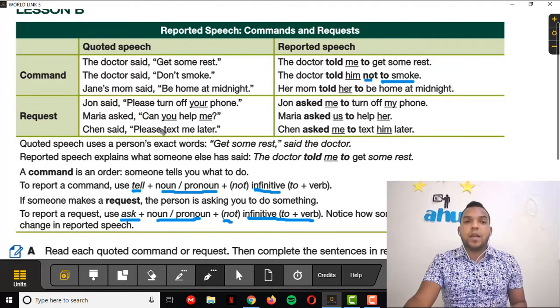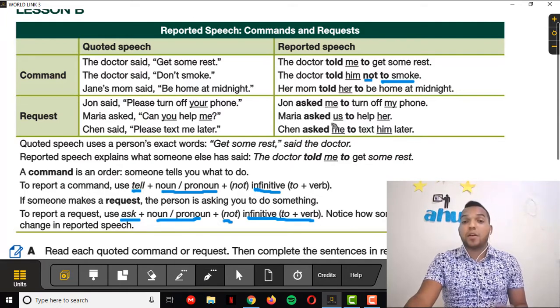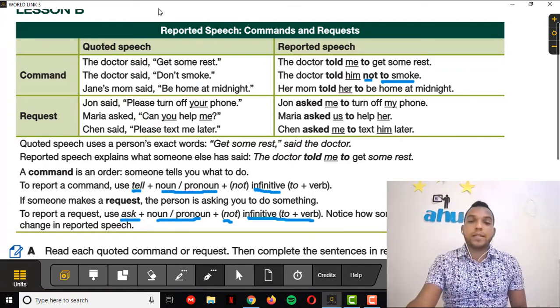Maria asked, can you help me? So in the reported speech, Maria asked us to help her because we were more than one. So that's the reason why they say us, to help her. Chen said, please text me later. So Chen asked me to text him later. All right.